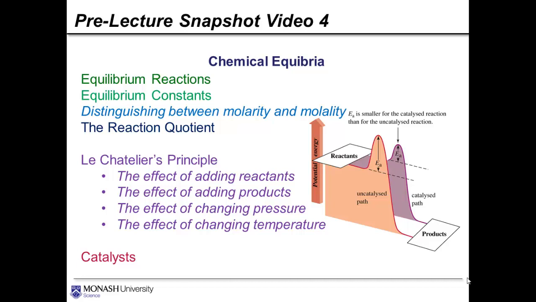So we'll have a look at some of these labels and some of the different kinds of equilibria you might see. We'll distinguish between two similar but slightly different ideas, molarity and molality, two different ways of measuring concentration. We'll talk about this idea of the reaction quotient, which is given the label Q, and then we'll move on to a discussion of Le Chatelier's principle, which looks at ways that you can shift these chemical equilibria around by changing things such as the concentration of the reactants and products, changing the pressure, changing the temperature. And we'll finish off by just making a few points about catalysts and how catalysts affect equilibria.